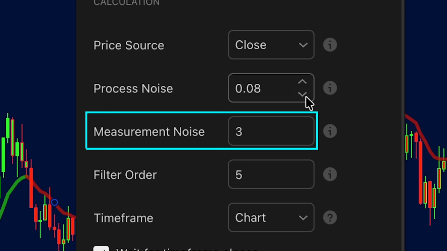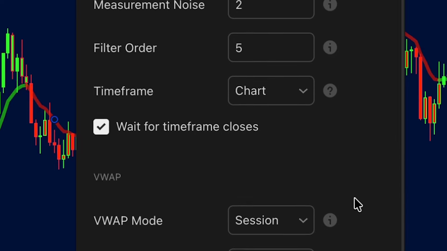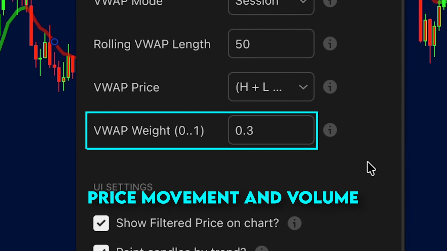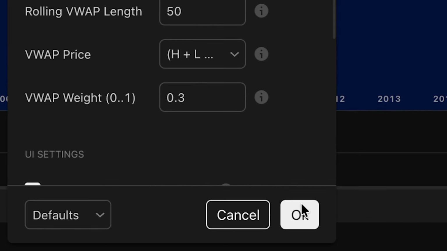Then adjust measurement noise, which controls smoothness. For normal use across most time frames, set this to 3. But if you want very smooth tracking on daily charts, increase to 6. For volatile intraday trading, drop it to 2. Now for VWAP weight, set this to 0.3 to balance both price movement and volume influence. Finally, set filter order to 5 for reactive short-term filters, or increase to 8 for smoother institutional-style baselines on higher timeframes. Once that's done, click OK.